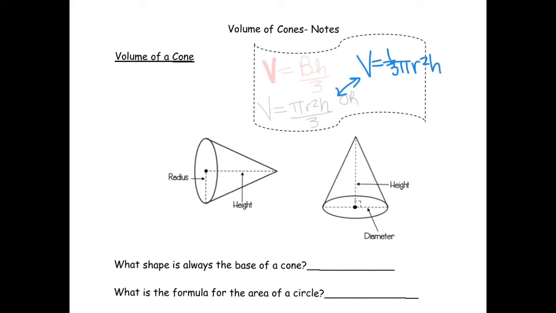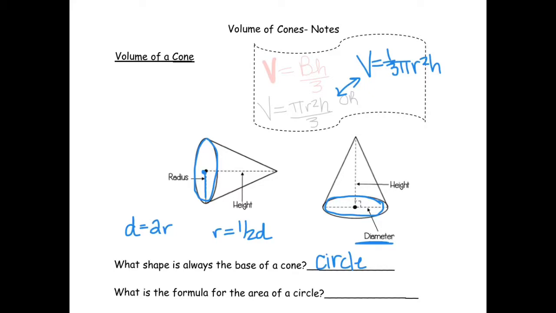Okay, so when I think about a cone, I have the radius. Remember that the base of a cone has the same shape as the base of a cylinder. They are both circles. So what shape is always the base of a cone? It is a circle. It doesn't matter if I'm given the diameter measurement or the radius, because I know that the diameter is 2 times the radius, or that the radius equals 1/2 of the diameter.